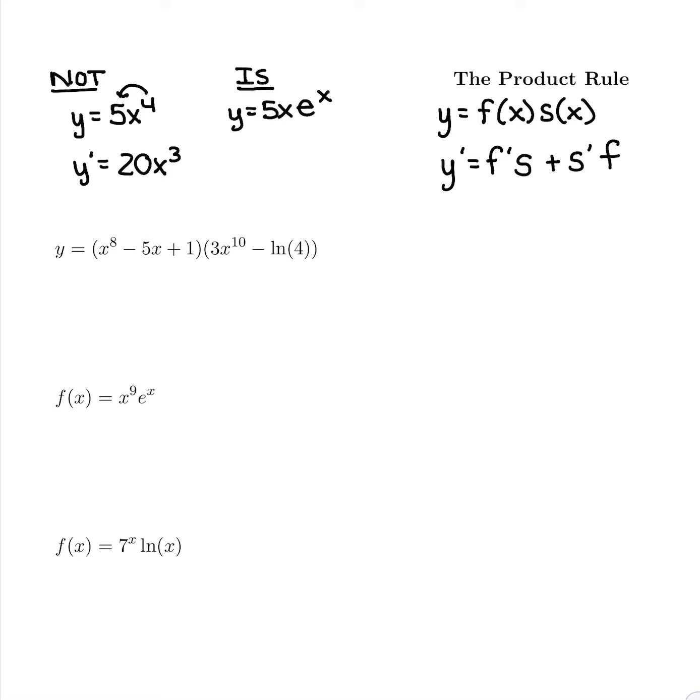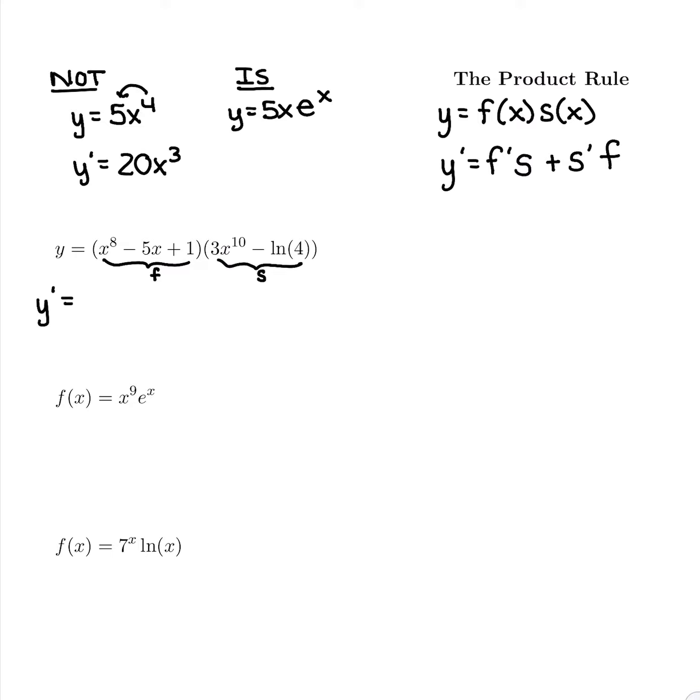So we have a few examples here where we have x's times x's. So this first factor has an x in it, and so does this second factor. So we're going to take the derivative of the first, multiply it by the original second, plus the derivative of the second times the original first.